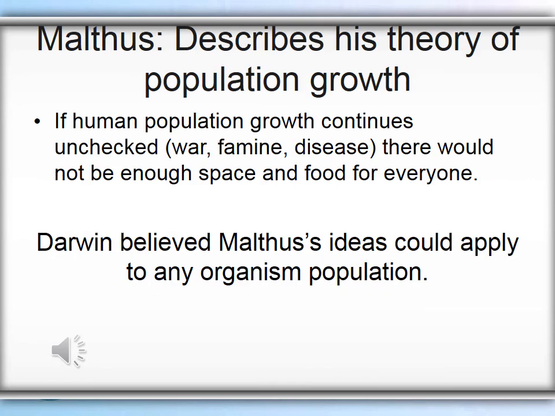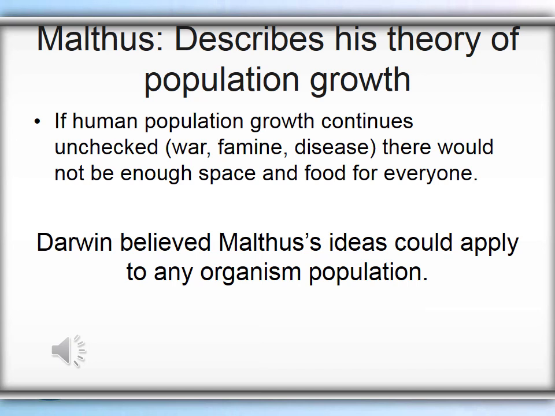Okay, so one of the things Darwin also thought about as he was thinking of how things changed over time was Malthus. Malthus was not actually a scientist at all. He was an economist. He studied humans and money, and he thought about resources. So he thought about how the population was going. He wrote books about how human population growth, if it continued unchecked, with no war, no famine, and no disease, there would not be enough food for everyone, not enough space. Everyone would eventually run out of resources.